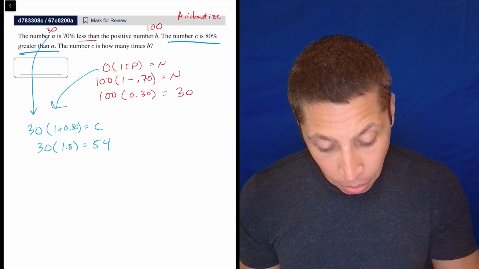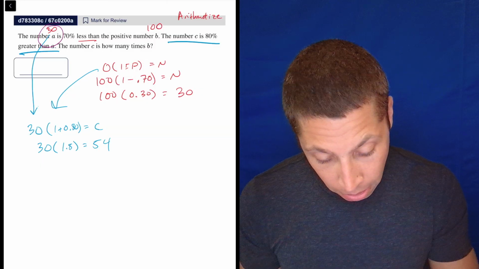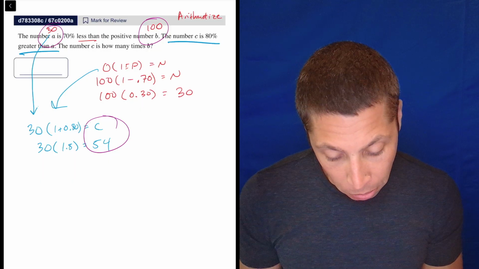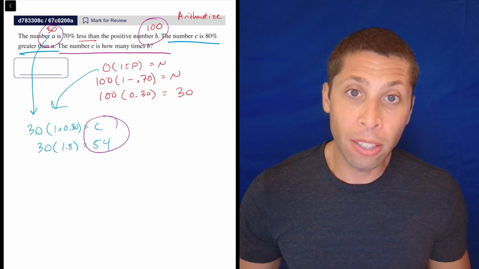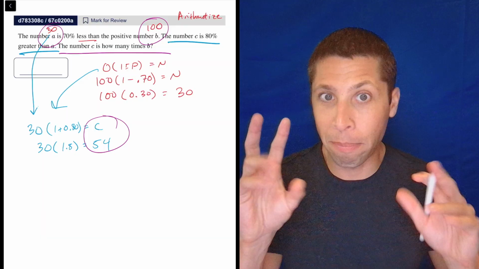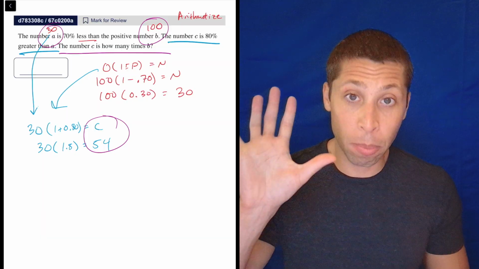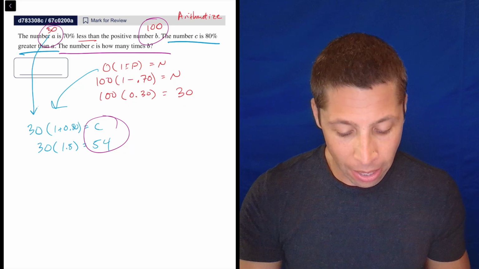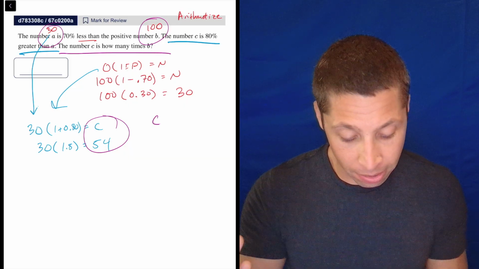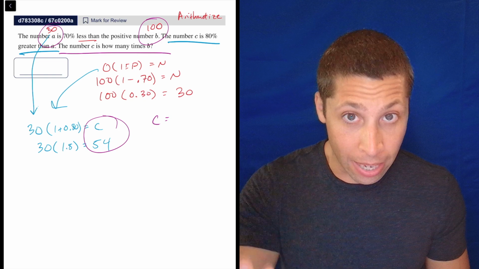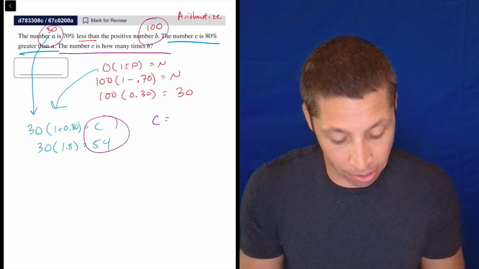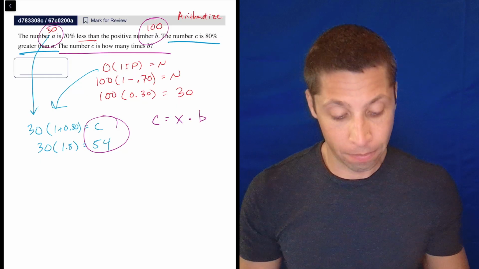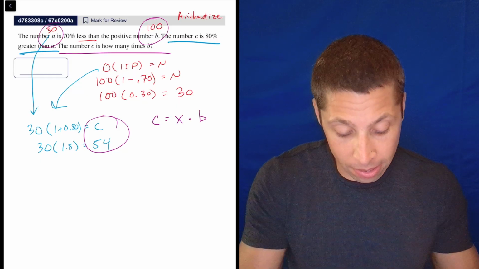So now I have my three numbers. A is 30, B is 100, and C is 54. So what do they want me to do? The number C is how many times B? Just turn that into an equation. It's a sentence, but it's very mathematical. So let's write it without plugging in for B and C yet. Let's just use the letters so that everyone can follow. So the number C equals how many? Well, how many is X. So X times B. That's it. That's that whole sentence there. C is how many times B.